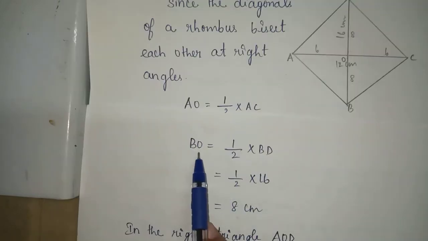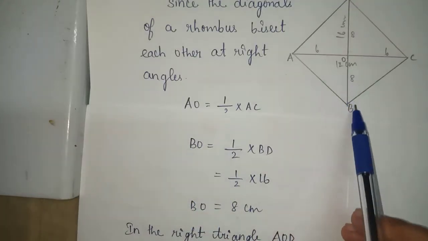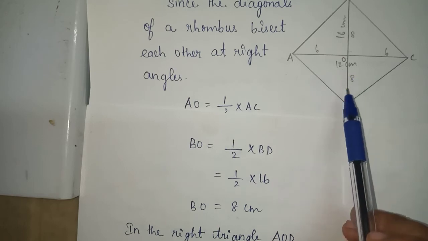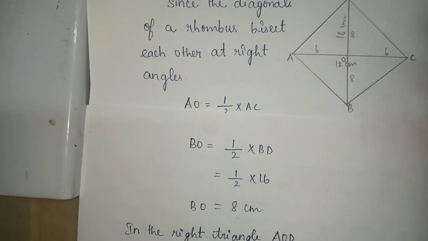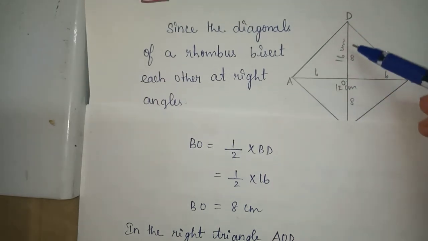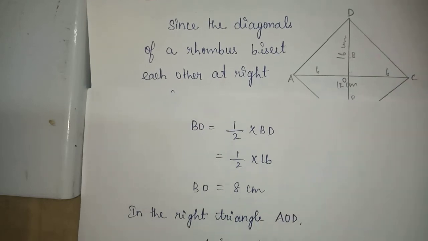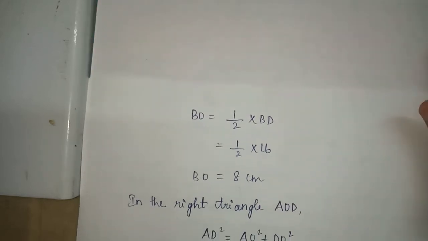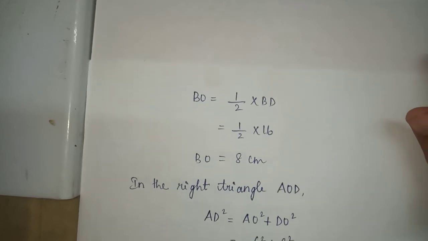Similarly, you have to find BO. So BO is equal to 1 by 2 times BD. BD is 16 cm. So half into 16 cm, then BO is equal to 8 cm.